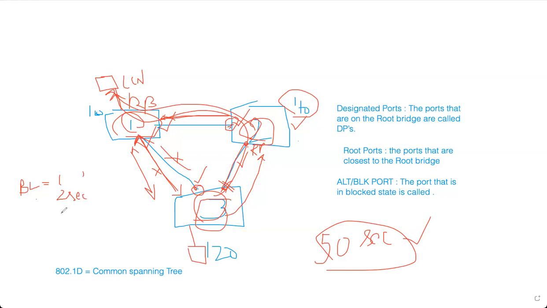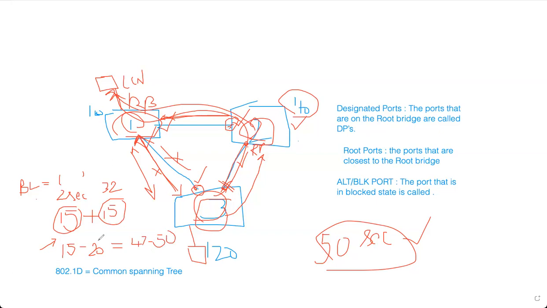To listen and learn the BPDUs, it takes 15 plus 15, 30 seconds. So in the listening state, it takes 15 seconds. In the learning state, it takes 15 seconds. So total 32 seconds. And the forwarding state will take 15 to 20 seconds more. So that makes it 47 to 50 seconds, in that range.